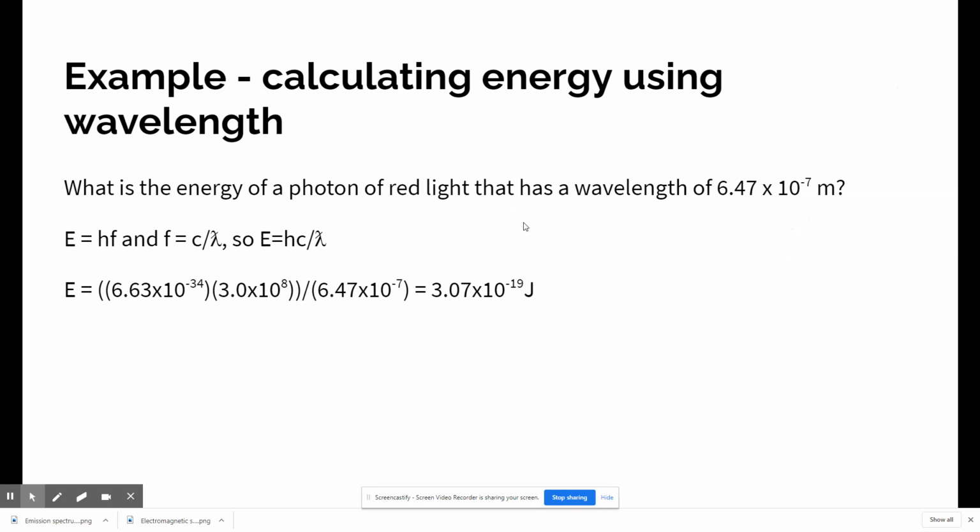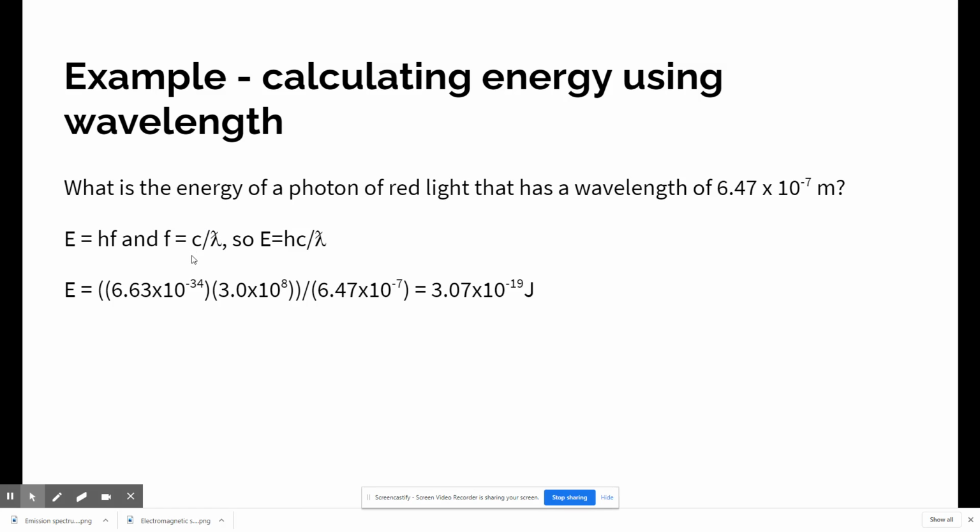We could also use both of the formulas we've looked at to figure out the energy of a photon where we're given the wavelength. So let's say I wanted to know how much energy a photon of red light with a wavelength of 6.47 times 10 to the negative 7 meters is carrying. So we know that energy is Planck's constant times the frequency. And if we rearrange the speed of light formula to solve for frequency, we see that it is the speed of light divided by wavelength.